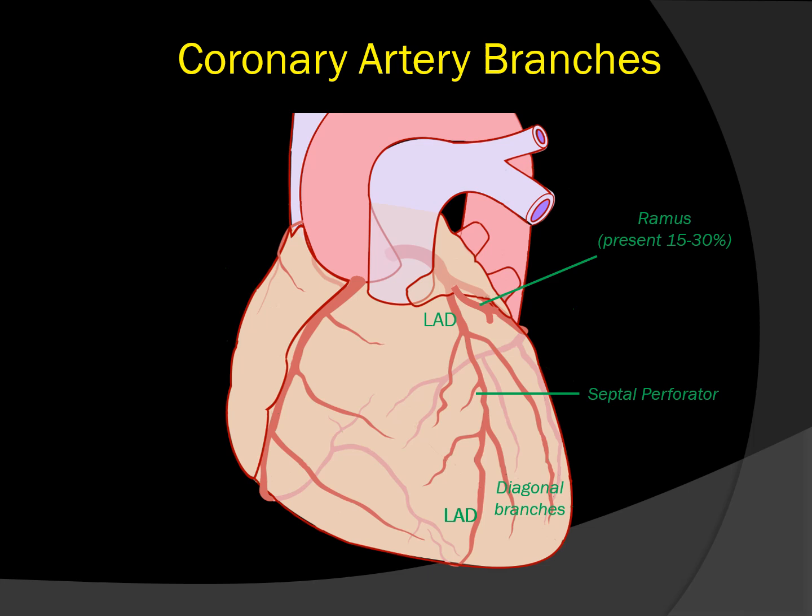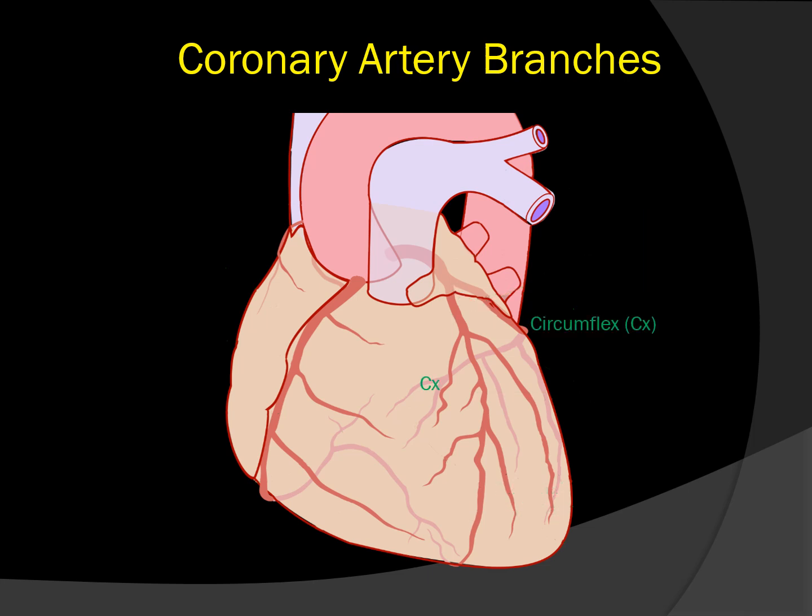Finally, in about 15 to 30% of patients, the distal left main coronary artery trifurcates into a third branch. It would be difficult to call this a branch off of either the LAD or the circumflex because it comes off at a point where the left main bifurcates into the LAD and the circumflex, effectively trifurcating off of the left main. So this is simply called the ramus.